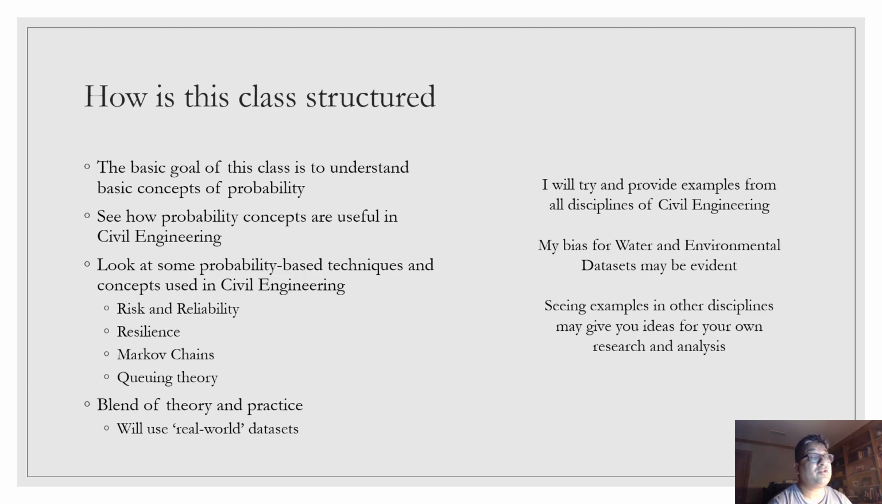This is a course called Probabilistic Methods for Civil Engineers, so I will try and provide examples from all disciplines in civil engineering: transportation, structures, geotech, water resources, environmental. Did I say water resources and environmental 2 or 3 times? Yes, that clearly is my bias. That's where I've used these techniques for the most part, so you might see my bias show up once in a while, but I will do my best to give you examples from all disciplines.